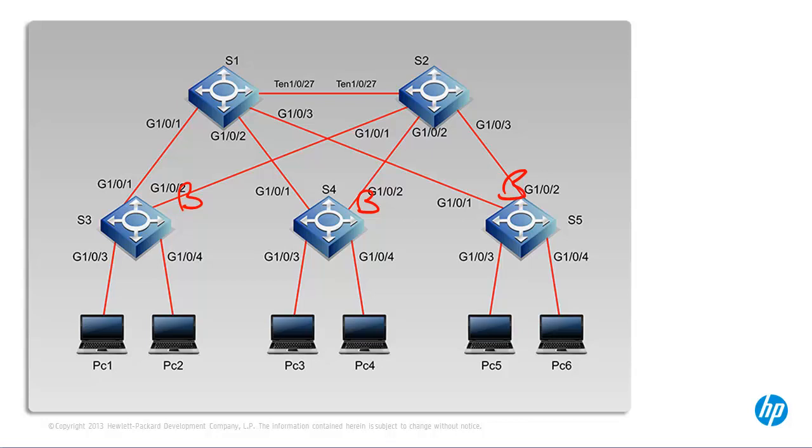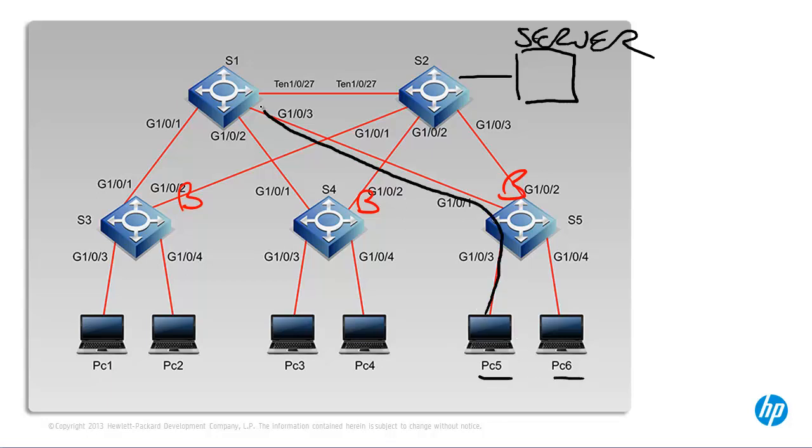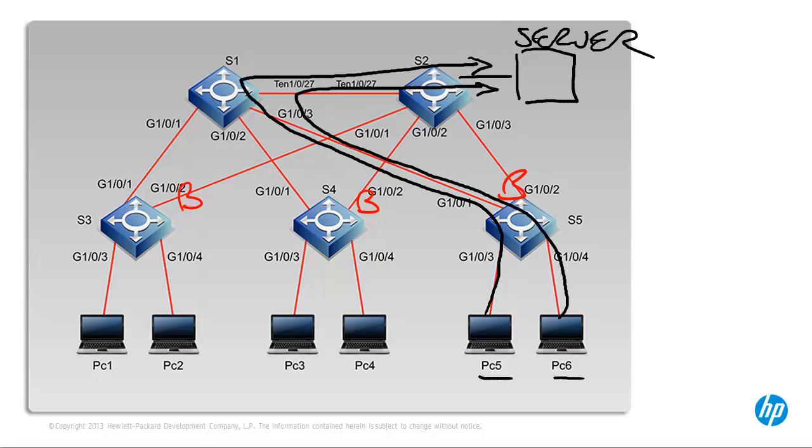Is it better than our previous example? If we had a server connected to switch 2, would traffic flow better than the previous example? So PC5 and PC6 are sending lots of traffic to that server. Their traffic will now flow via the root switch to the server. In other words, that's a lot better than what we had previously. This interface is not going to be a bottleneck because it's a 10 gig interface.